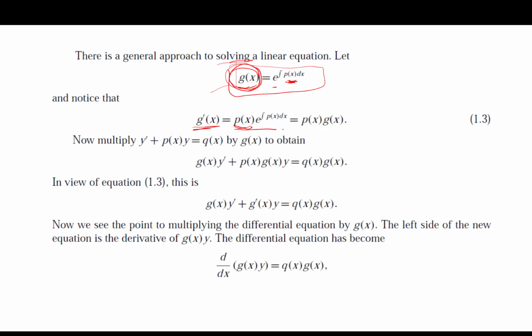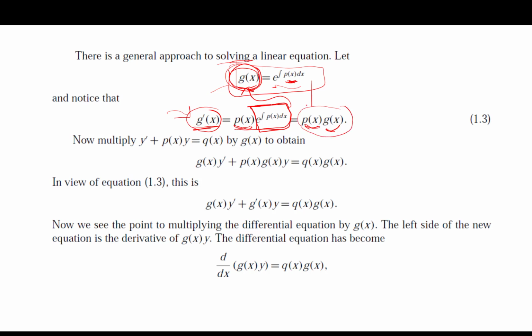If you look deeper at this, here, what is it? E to the integration of p of x dx. It is g of x. Then we are going to have p of x times g of x. The derivative of a function, which we started by putting it as e to the integration p of x dx, equals p of x times g of x.